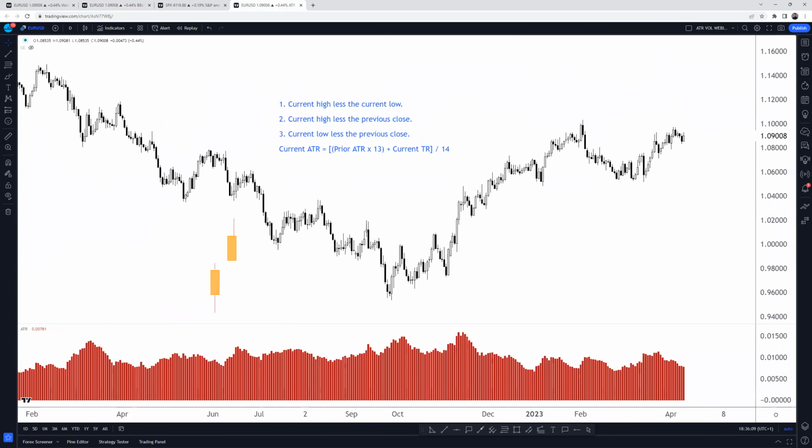So the ATR stands for the average true range. This is a very simple indicator, and it is one of the most popular and widely used technical analysis indicators. What it does is it tracks the volatility of a particular market. Unlike numerous other technical indicators, the ATR does not indicate the market's price trend. It's not the ADX. It's not a moving average. It only measures the degree of volatility.